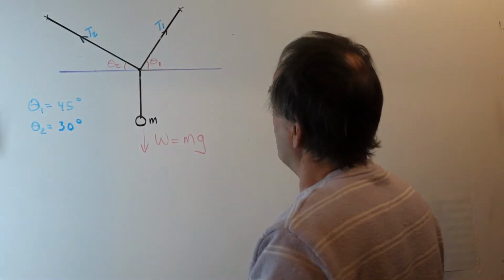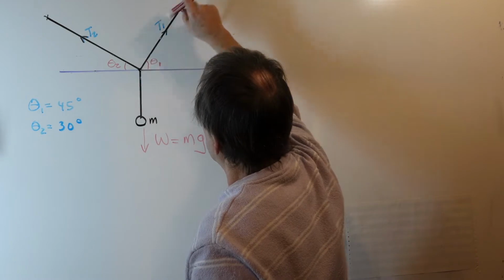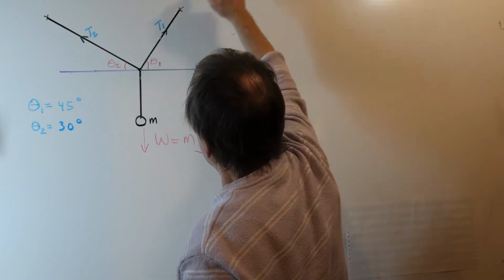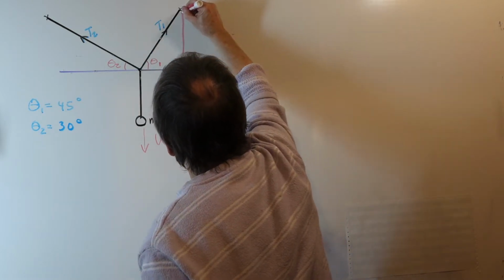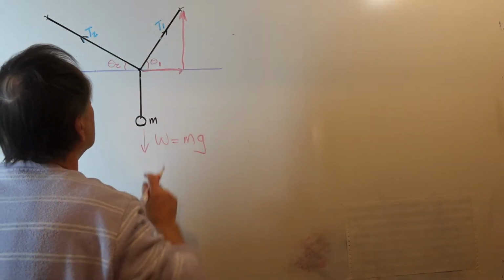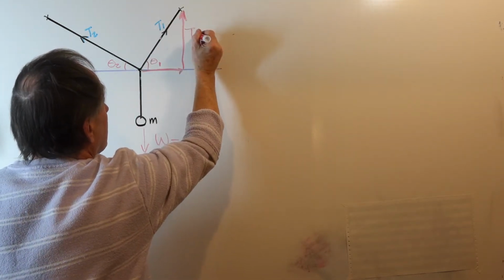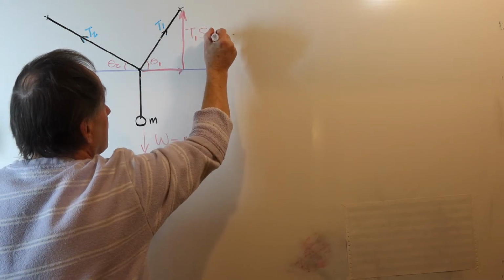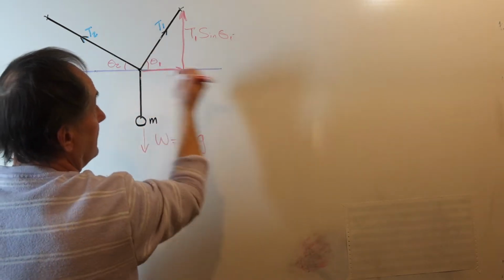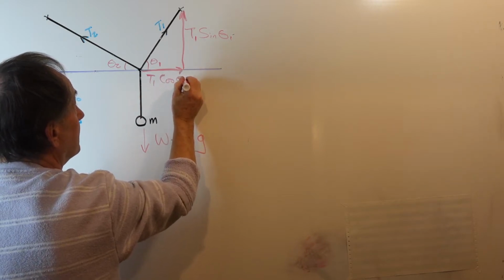Now, there will be two components of forces in each case. In one case, we know that the tension of this line will be pulling upward on this point. So we'll have two force vectors. We'll have the horizontal component and the vertical component. Well, the vertical component of force will be the tension in the line, T1, times the sine of theta 1, and the horizontal component pulling to the right will be T1 times the cosine of theta 1.